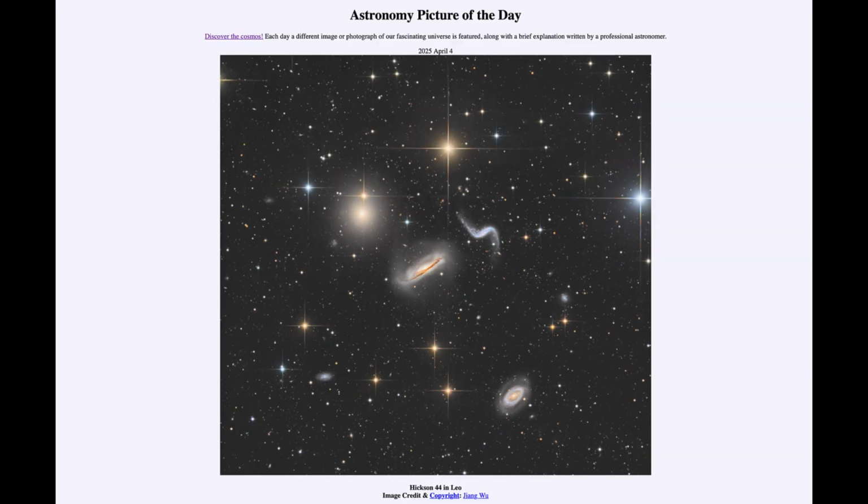So that was our picture of the day for April 4th of 2025. It was titled Hickson 44 in Leo.